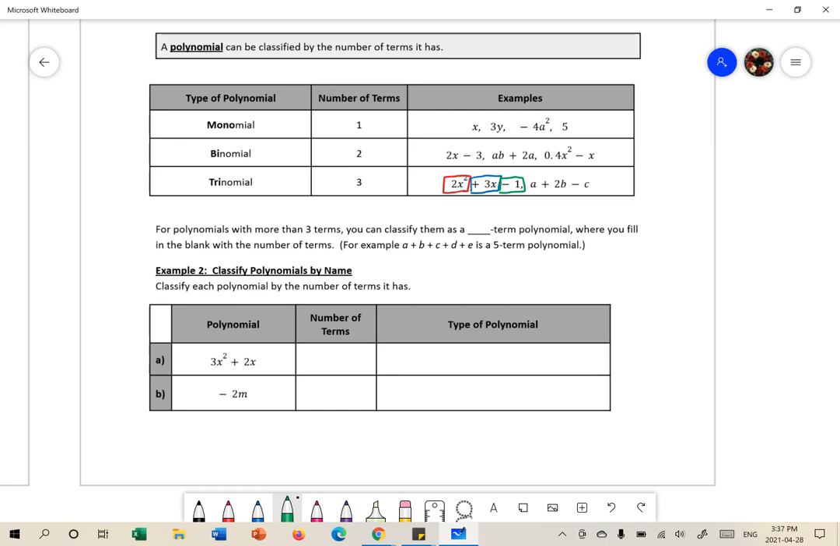All right, so let's classify the following polynomials by name. Part A, the polynomial has 2 terms. 1, 2. So we call this a binomial. Next, we have 1 term. This is called a monomial.